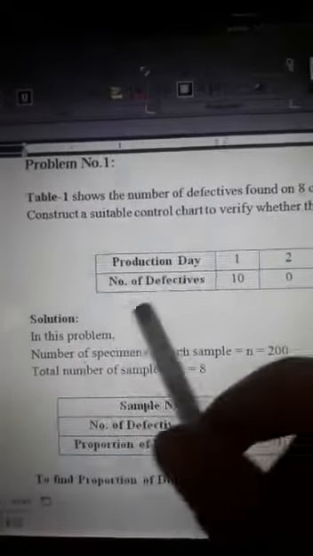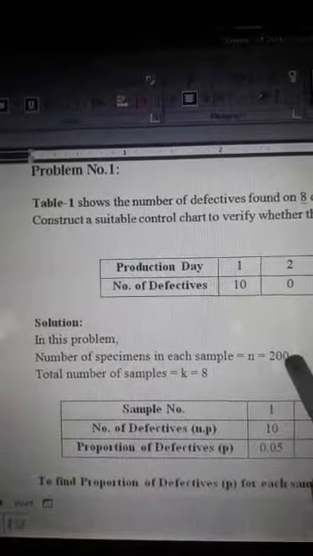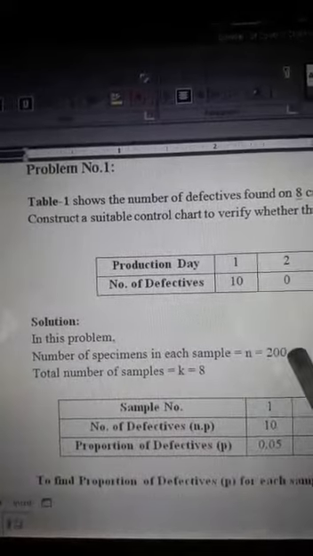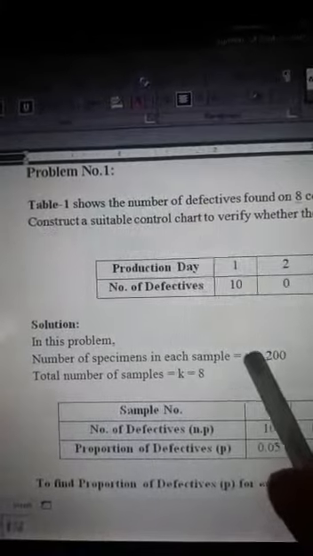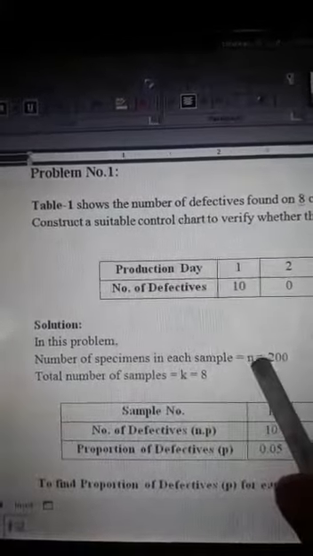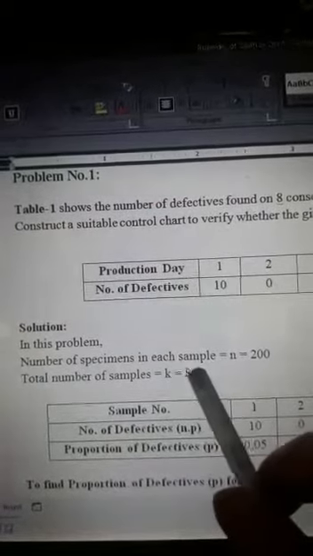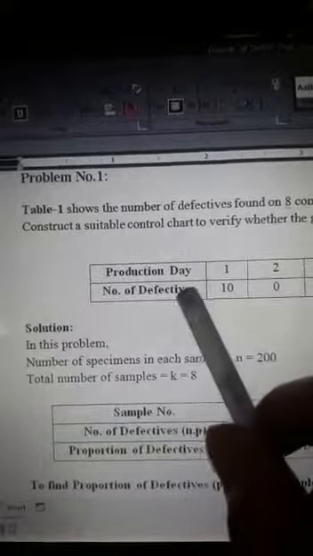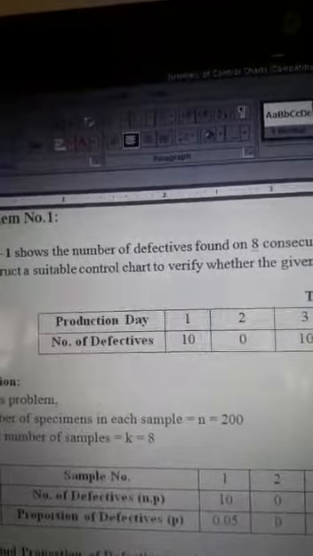Now see what is written here. In this problem, the number of specimens in each sample is 200, and this 200 is nothing but the sample size, which is always denoted by small n. This is the standard notation for the number of specimens in each sample. And the total number of samples is equal to 8. Let us denote the total number of samples by small k: 1, 2, 3, 4, 5, 6, 7, 8. There are a total of 8 samples as far as this problem is concerned.